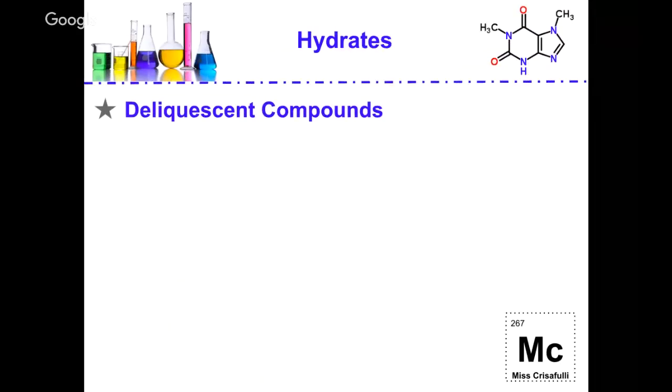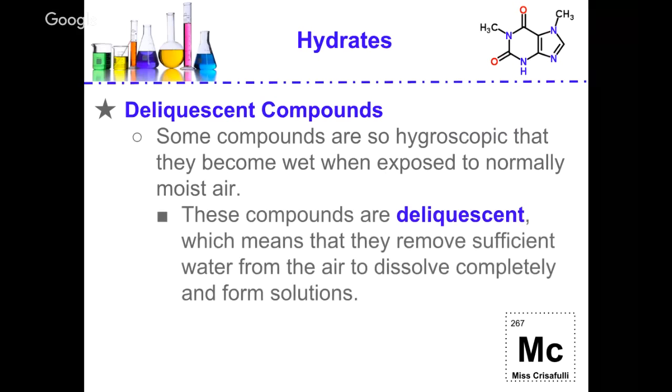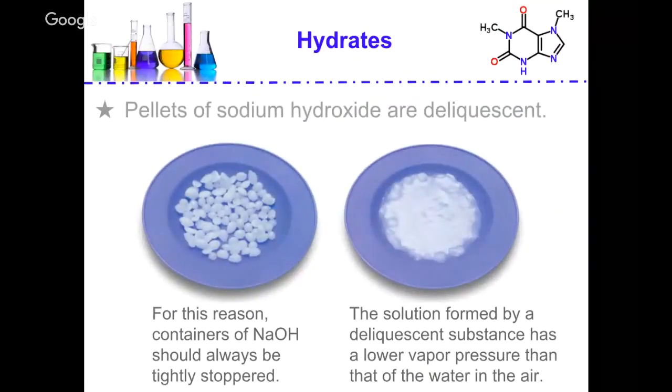Now let's look at deliquescent compounds. Some compounds are so hygroscopic that they become wet when exposed to normal air. These compounds are deliquescent, which means that they remove sufficient water from the air to dissolve completely and form solutions. So sodium hydroxide is one of those things. If we were to leave it uncapped, it would become a solution because it will absorb water moisture from the air and become a solution.